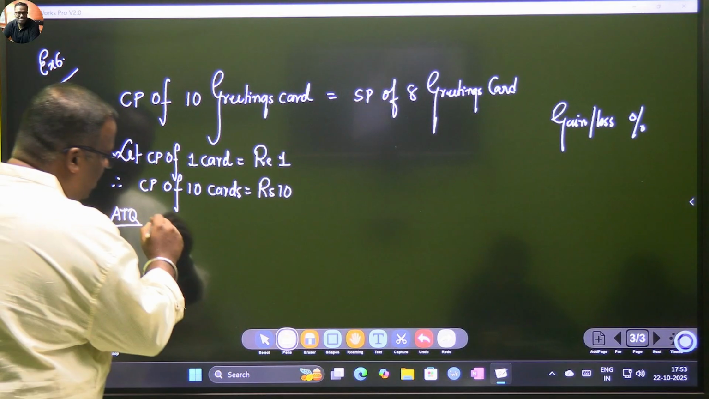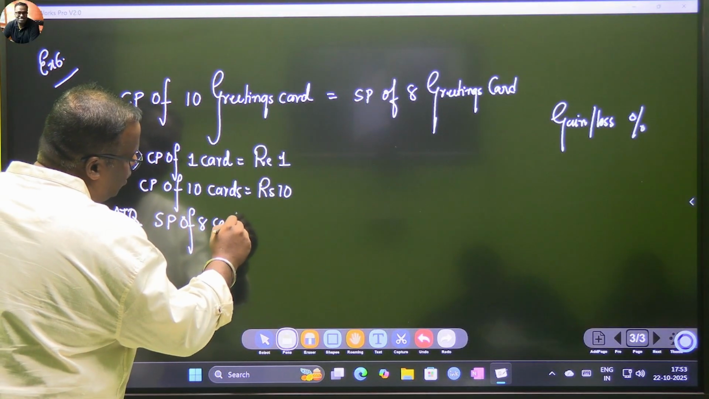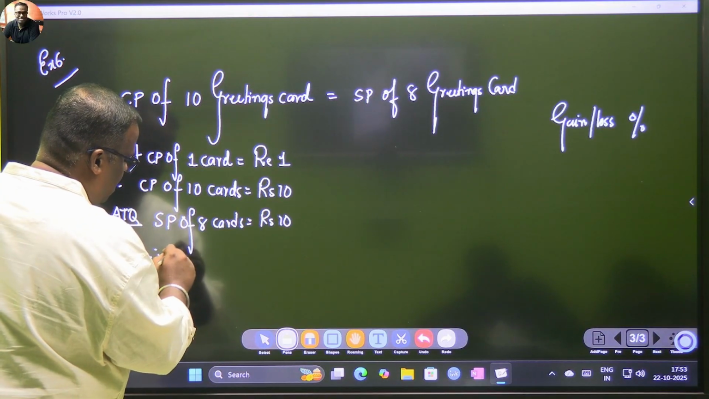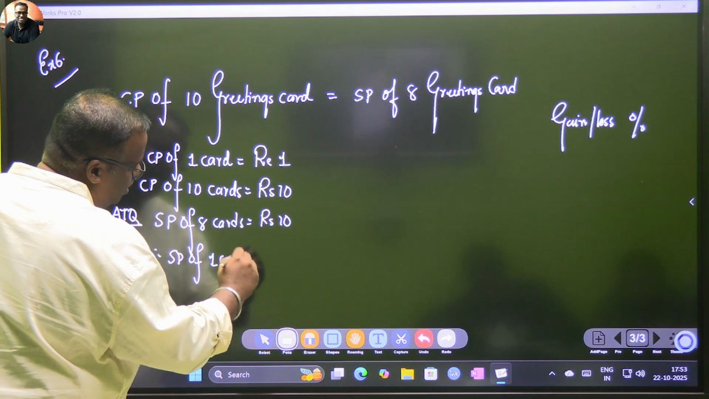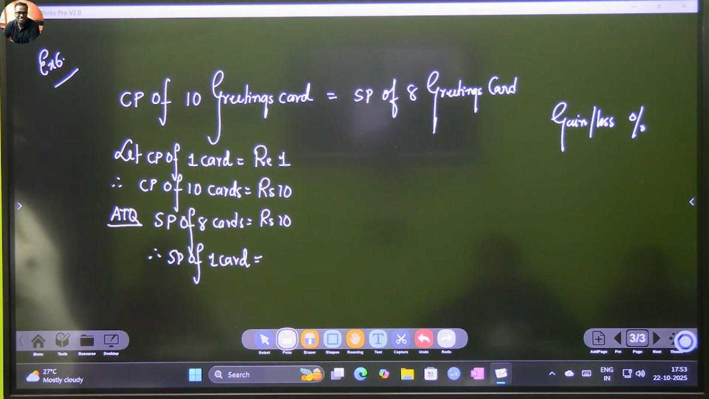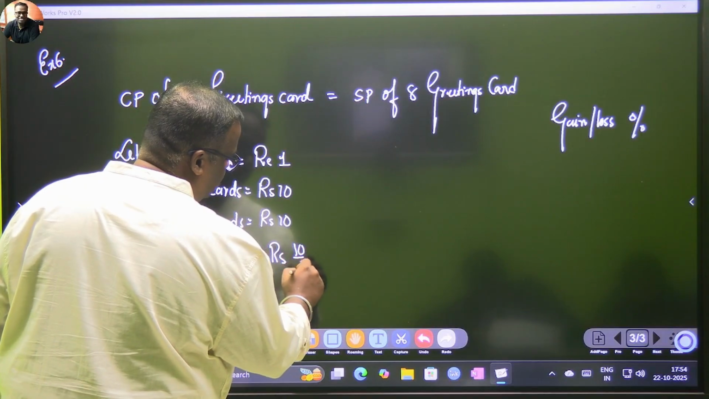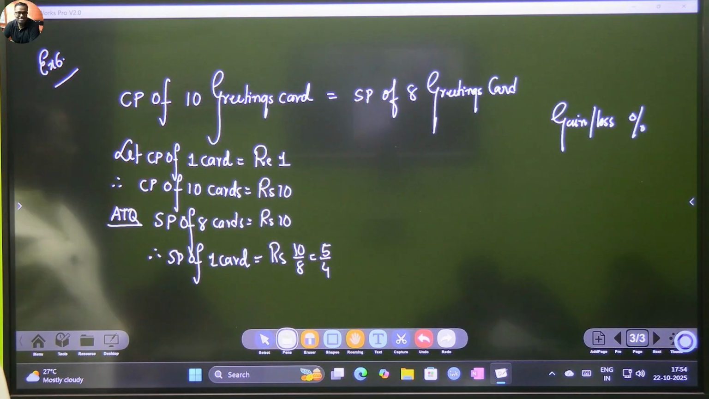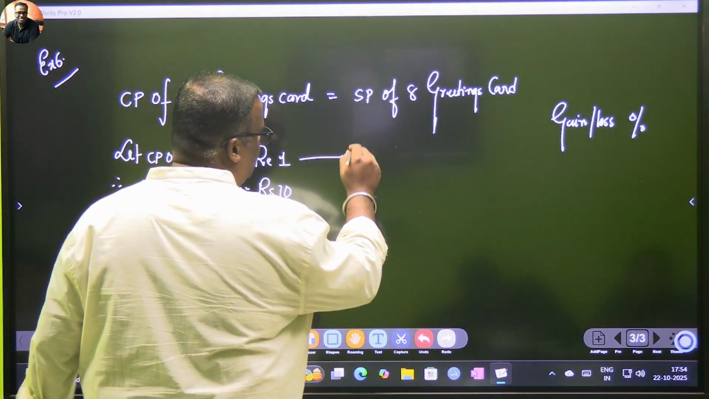So according to question, SP of 8 cards will be how much? Rupees 10. Therefore, SP of 1 card, can you tell me, will be how much? Rupees 10 by 8. 10 by 8 boils down to how much? 5 by 4. Agreed?